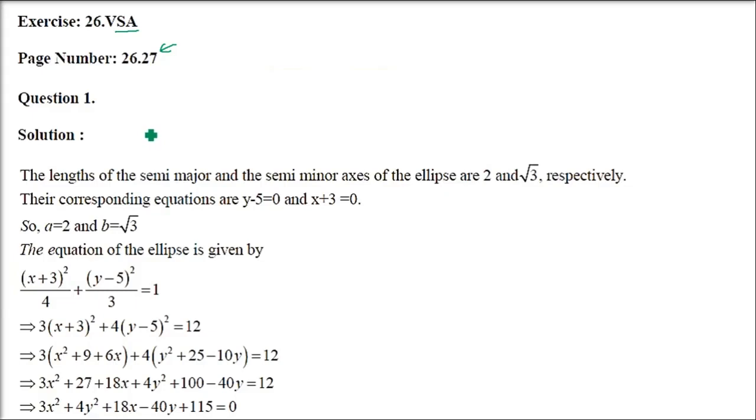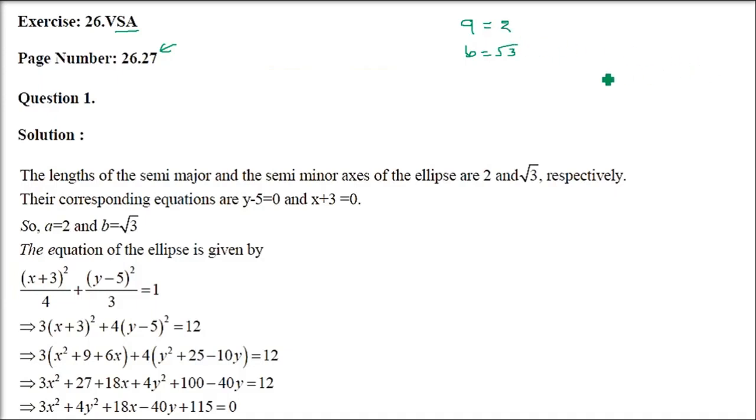If the lengths of semi-major and semi-minor axes of an ellipse are 2 and root 3 and their corresponding equations are y minus 5 equals 0 and x plus 3 equals 0, then write the equation of the ellipse. So it is given that semi-major, what is semi-major? 2A is major, semi-major is A. A is given as 2 and B is given as root 3. Semi-major and semi-minor is given.